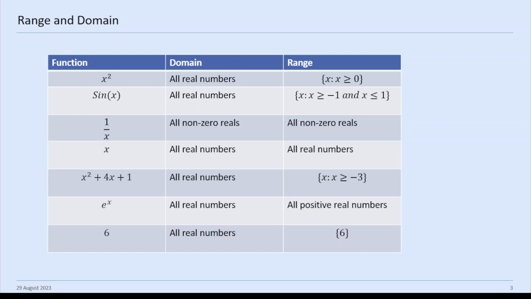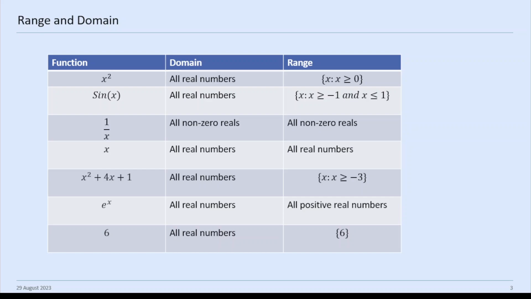So with x squared, the domain is all real numbers, and the range is all real numbers greater than or equal to 0. For sine x, the domain is all real numbers, and the range is everything between minus 1 and 1. For 1 over x, the domain is all reals except for 0. There's no 1 over 0, so the range is also everything except 0, all reals except 0. All real numbers can go into x, and all real numbers come out. The same number always comes out.